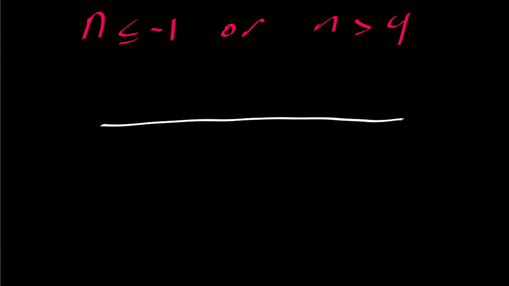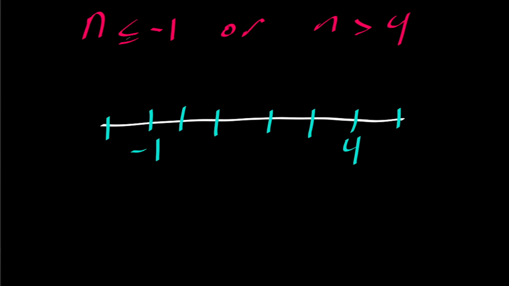All right, so now let's say I have n less than or equal to -1, or n is greater than 4. So real quick, let's do a little graph. I'll make it simple. Let's just say -1's here and 4's here, and there's a bunch of stuff in between, and to the right and to the left. All right, now let's look at each of these individually.